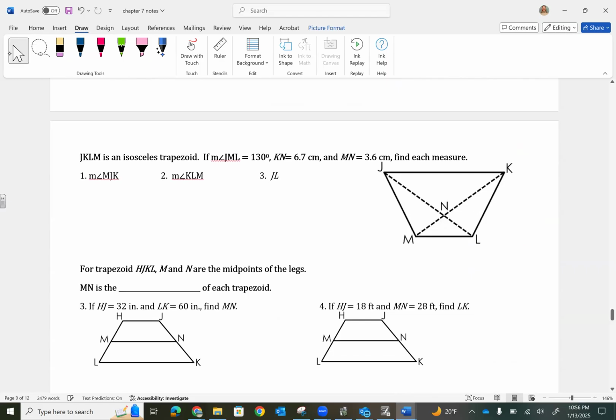Now on the back, we're going to be talking about the measurements of both isosceles trapezoids and just trapezoids. So this one is isosceles. Isosceles means the legs are congruent, the non-parallel sides. If JML is 130, so JML is down here, and that's 130 degrees. And KN is 6.7, so that's this part right here, K to N. And then M to N is going to be 3.6.